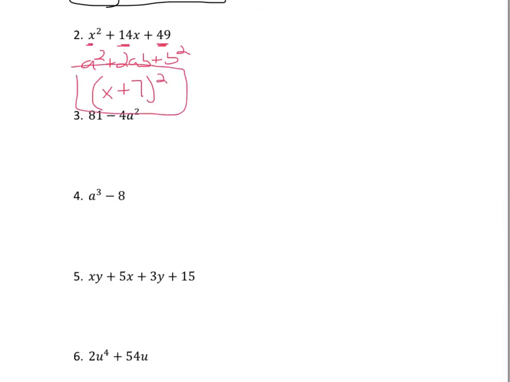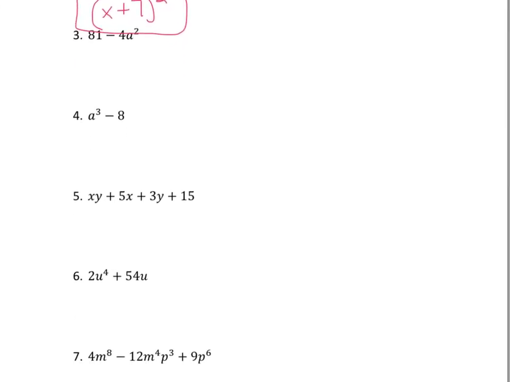Now, next one here, we've got 81 minus 4a squared. You've got to notice here, if you see that both terms are perfect squares, which these both are, you could take the square root of both of them, then that is the difference of two squares. So the difference of two squares can always be broken down into, let me write the whole thing out in case you forgot it from the last page, a squared minus b squared can be rewritten as the quantity a plus b times a minus b. So we just have to figure out what a is and b is.